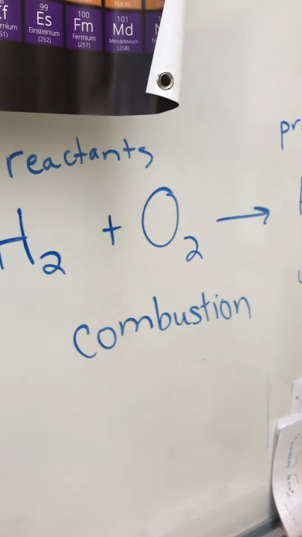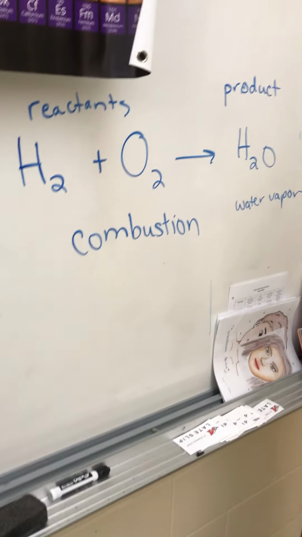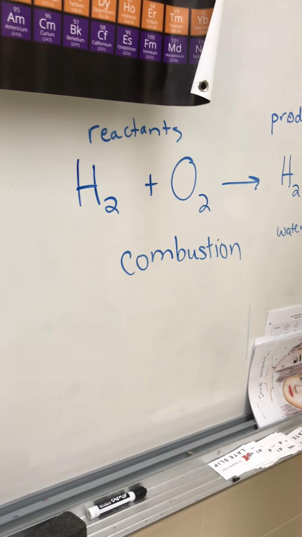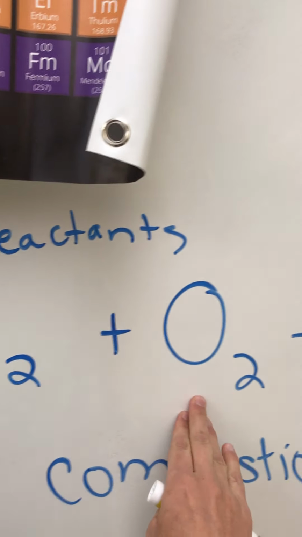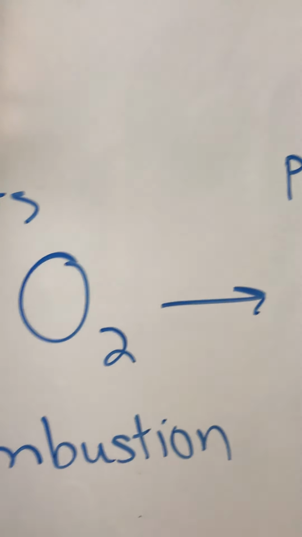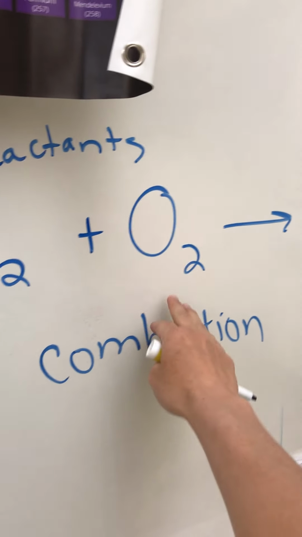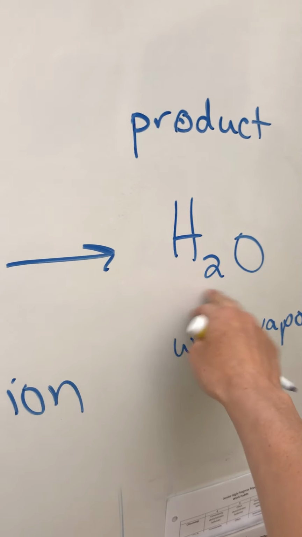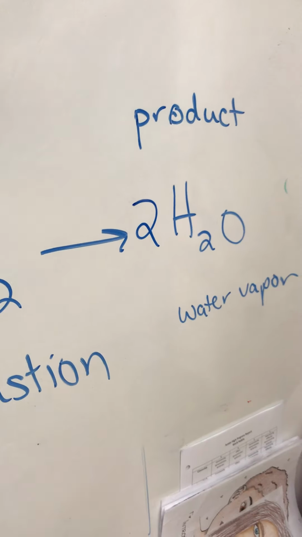One more thing while we're thinking about it: for grade 10 teachers, they wish we would teach this, but we don't usually. It's called balancing equations. So we want to have the same number of atoms on each side of the equation. On the reactant side, we have 2 hydrogens. On the oxygen side, we have 2. Over here, though, we have 2 hydrogens and only 1 oxygen. So we're going to need 2 molecules of that.